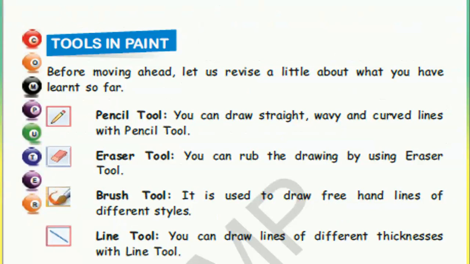Tools in Paint. Before moving ahead, let us revise a little about what you have learned so far. Pencil tool. You can draw straight, wavy, and curved line with pencil tool. Eraser tool. You can rub the drawing by using eraser tool. Brush tool. It is used to draw freehand lines of different styles. Line tool. You can draw lines of different thickness with line tool.